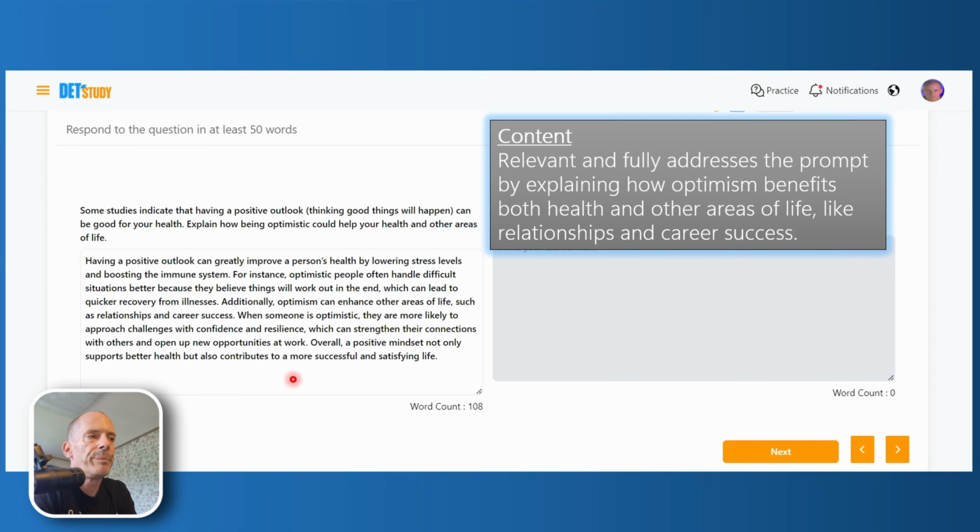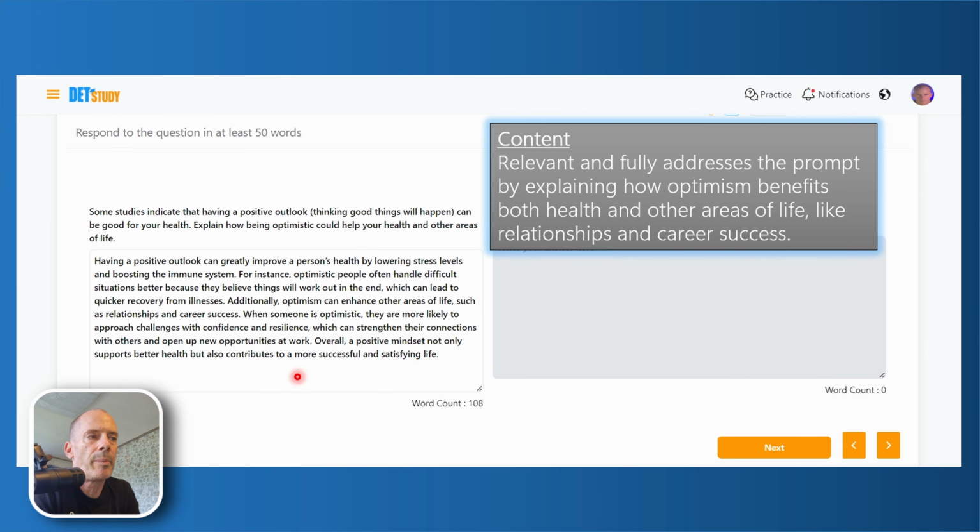The content. It's relevant and fully addresses the prompt by explaining how optimism benefits health and other areas of life, like relationships and career success. So the content is relevant and connected.